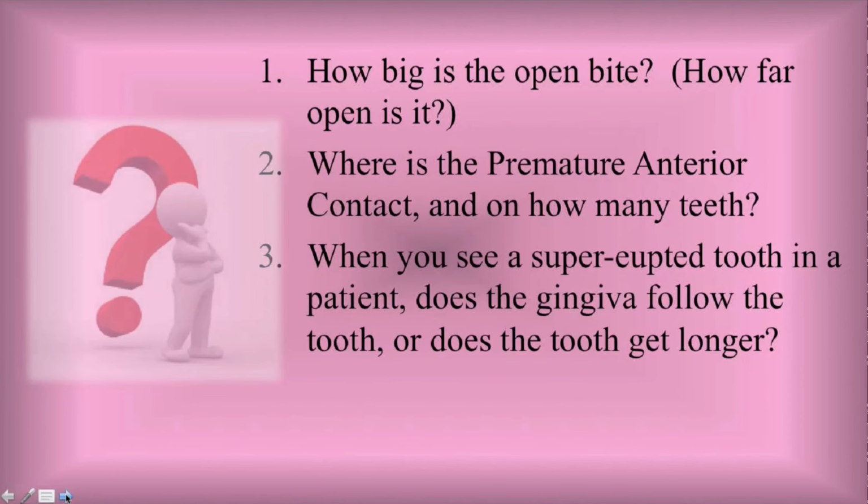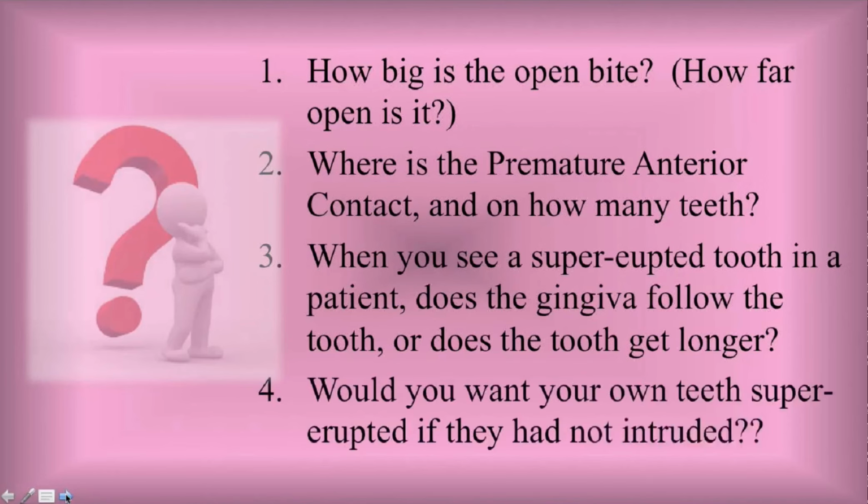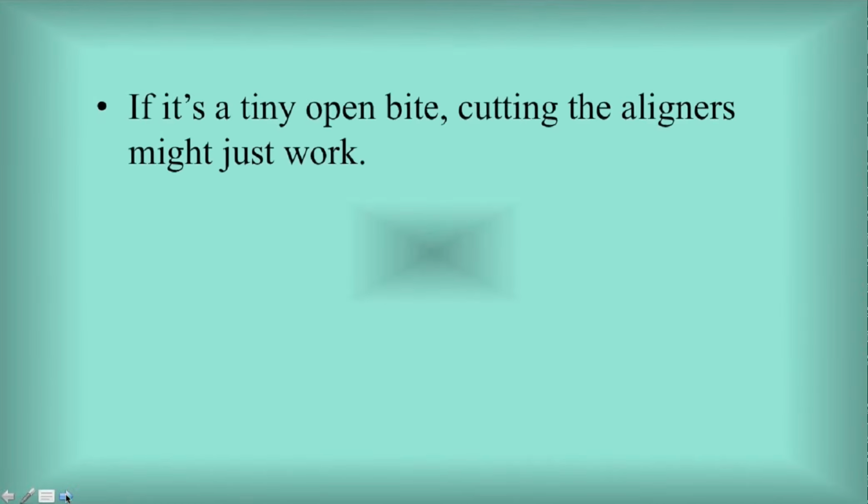And the fourth question I would ask is, would you want your own teeth super-erupted if they had not intruded? Would you want your own teeth super-erupted if they had not intruded? Okay, so let's look at those questions and then apply them. If it's a tiny open bite, then cutting the aligners might just work. A tiny open bite, you can try that.